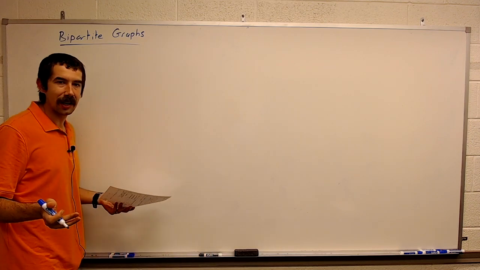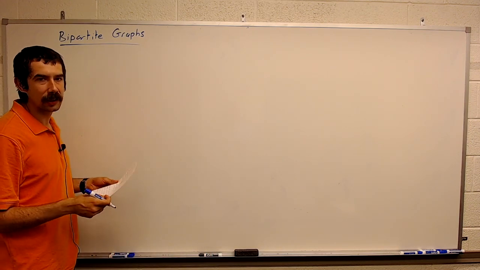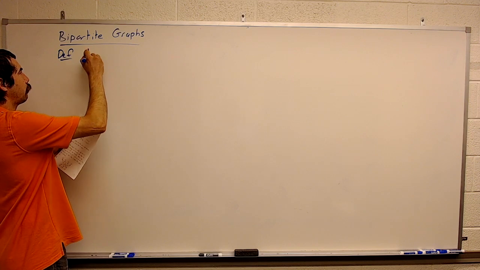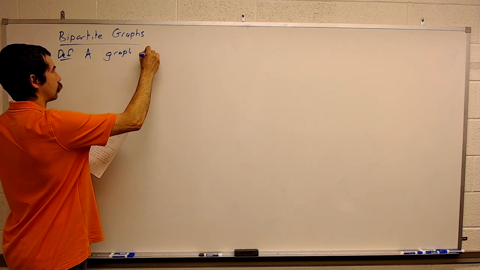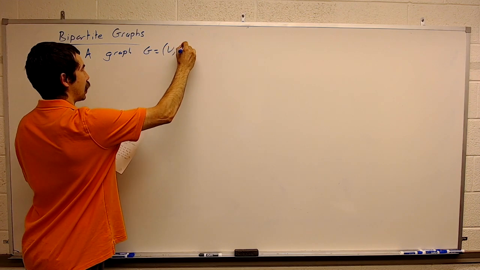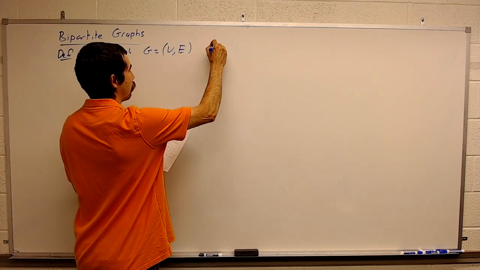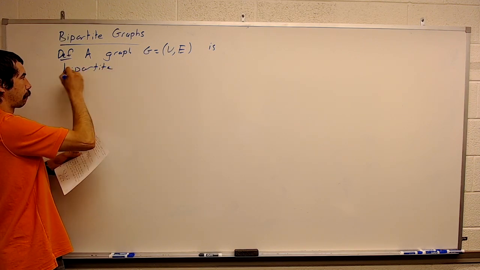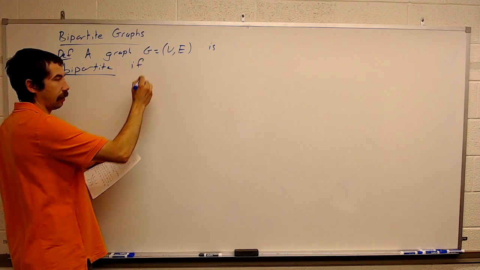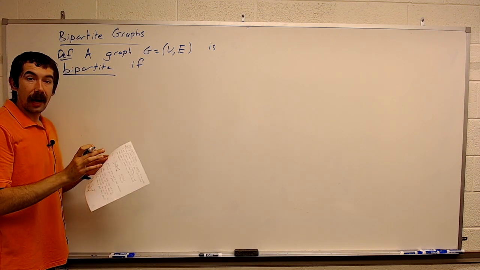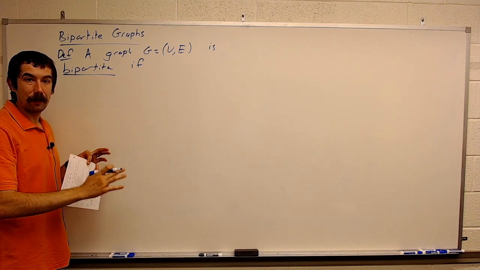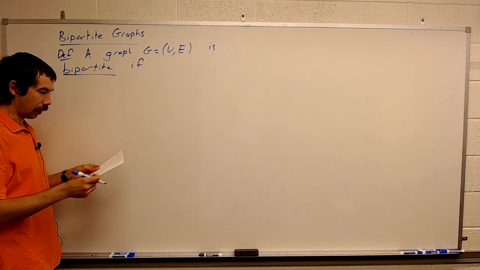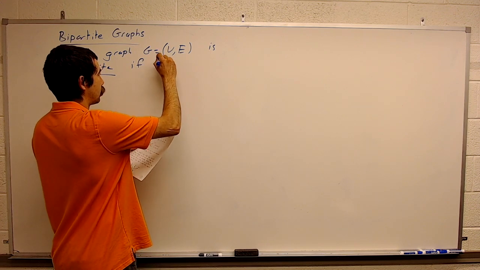All right, so let's start by defining what a bipartite graph is. A graph G, which has a vertex set and an edge set, is called bipartite if the idea is we're going to take our vertex set and split it up into two distinct groups, hence the term bipartite, two parts.